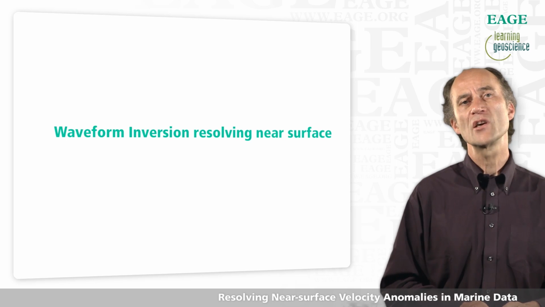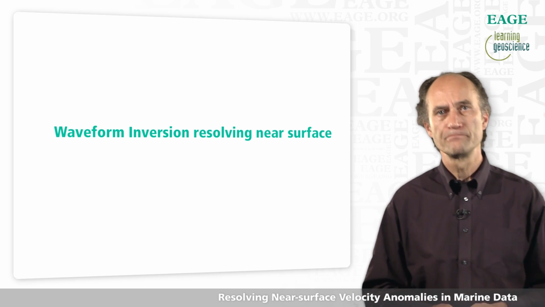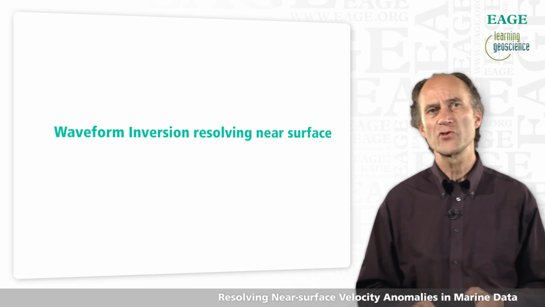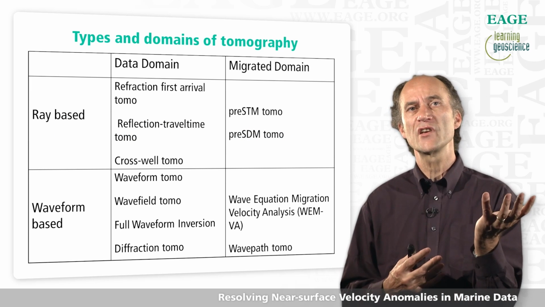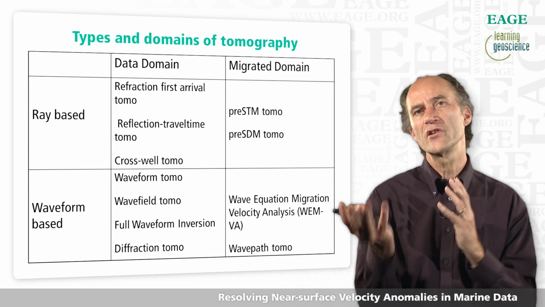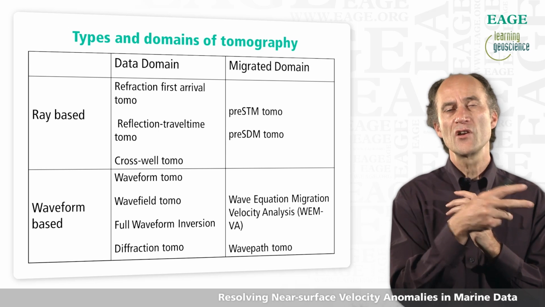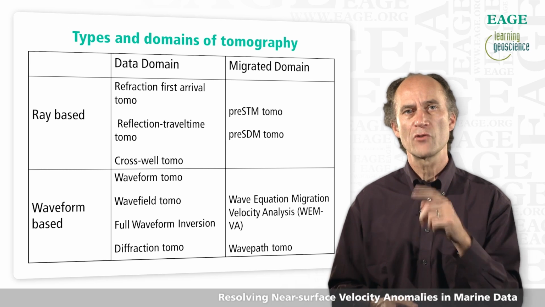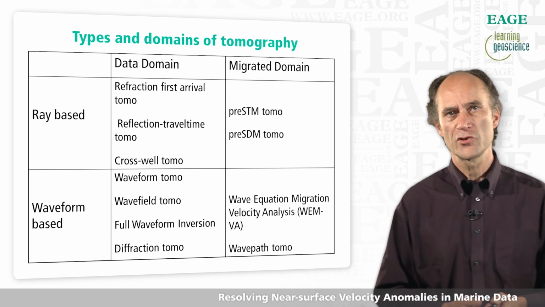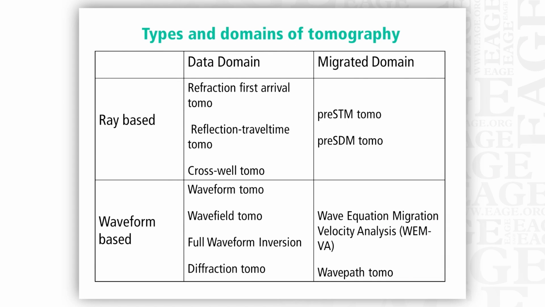Moving on now to more contemporary methods, namely waveform inversion. Again, remember in that little matrix of possibilities, we have 2 types of data, raw data or migrated data, and we have 2 types of theory, ray theory and waveform theory. So we're now going to have a look at waveform inversion. So that's dealing with wave theory on the raw data.